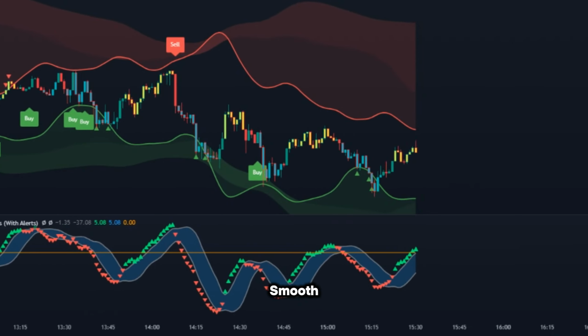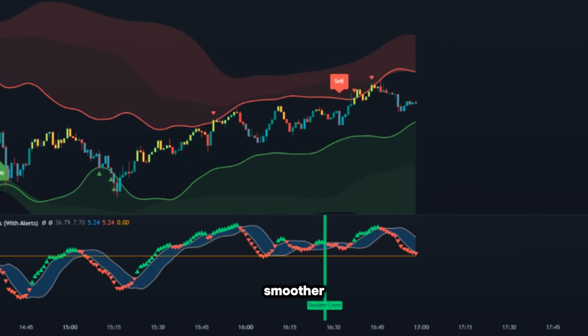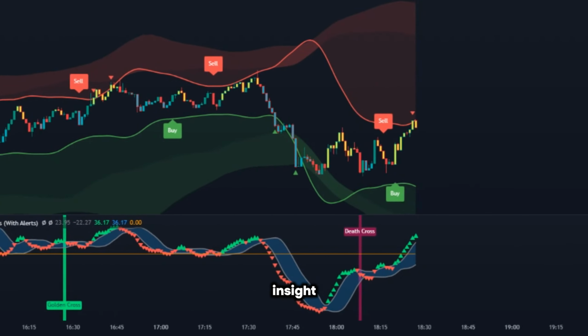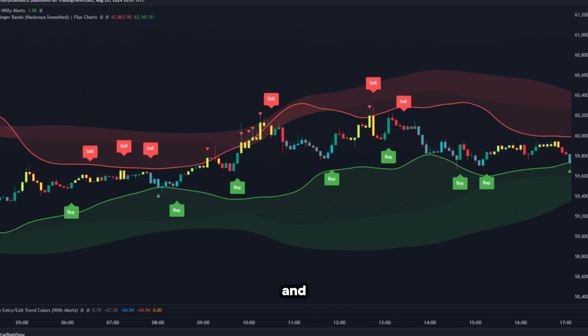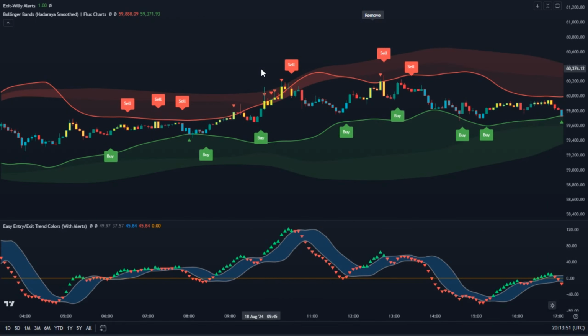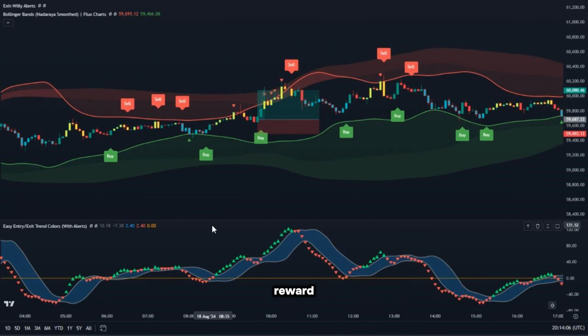The Nataria Smoothed Bollinger Bands can serve as a key tool for precise entry timing. Notice how these bands are smoother, allowing us to more clearly identify potential breakouts from trends. Here's the insight. If the market consistently bounces off and touches the upper Bollinger Band, it could indicate an emerging uptrend. When this occurs, and the Exit Willie indicator flashes a green buy signal, along with the Easy Entry Exit Trend indicator being in bull uptrend mode, we have a potential trading opportunity. Trade management. Stop loss: set it at the previous day's low as a precautionary measure. Take profit: target a 1-to-2 risk-to-reward ratio.